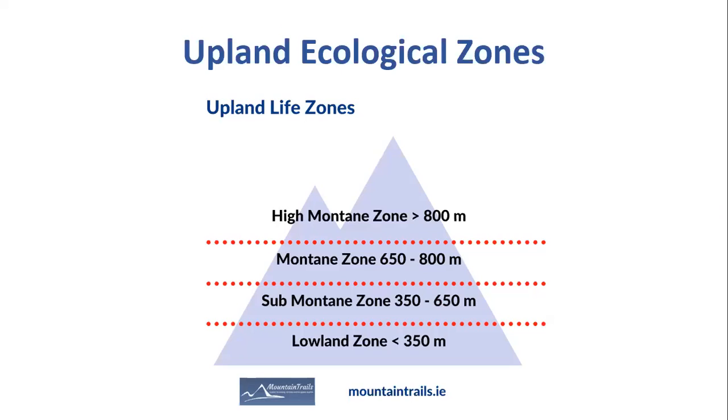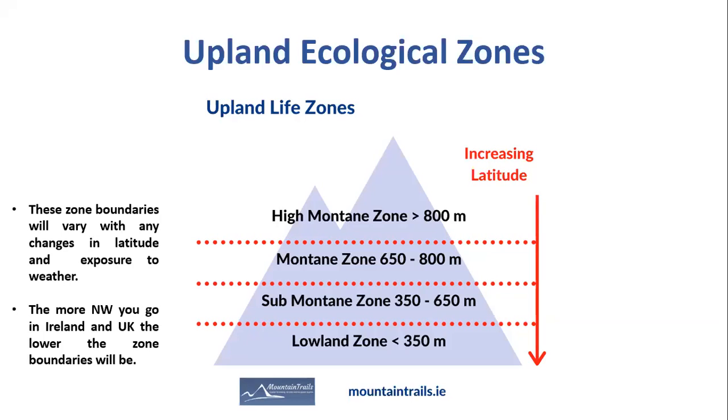So you have the lowland zone, which generally is below 350 meters. Now these numbers on here apply generally to the latitudes of round about the Wicklow Mountains. So those kind of latitudes. So you have the lowland zone below 350 meters, submontane zone 350 to 650, the montane zone 650 to 800, and the high montane zone above 800 meters.